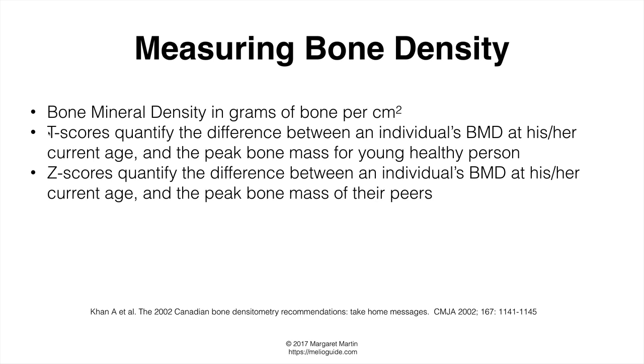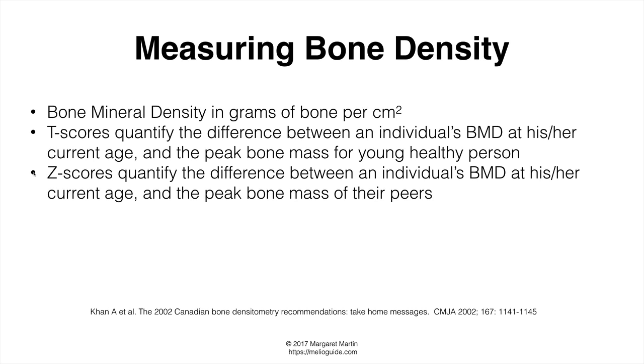Your T-score quantifies the difference between your bone mineral density at your current age and the peak bone mass for a young, healthy person. So you're being compared to somebody, usually a female, at their peak, so roughly at about 25 years old. And the Z-score quantifies the difference between your bone mineral density at your current age and the peak bone mass of your peers. So it's comparing you to your peers.